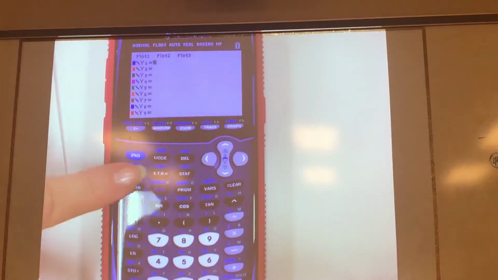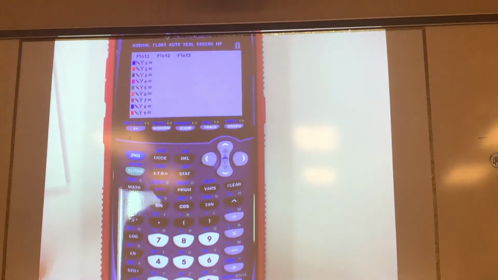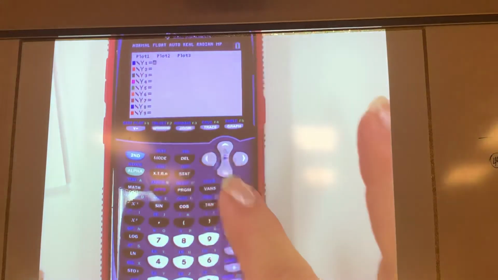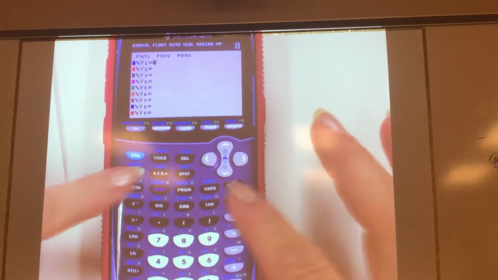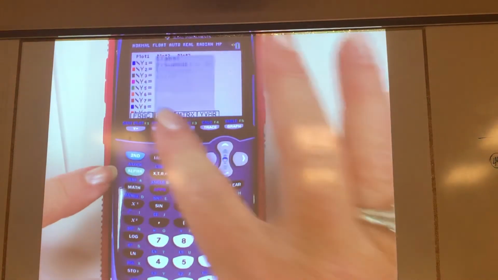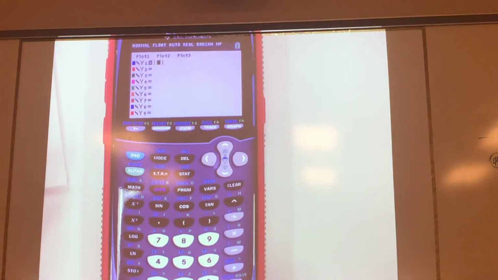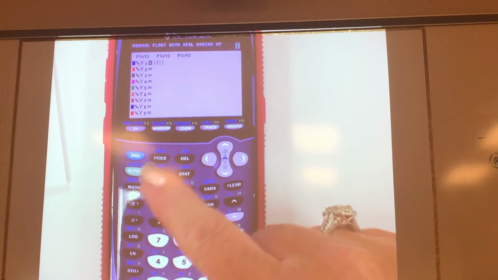Math catalog. Okay, I'm going to go alpha and L2. Y'all do whatever y'all like. Oh, she doesn't have any alpha buttons. Dang it, the phone keeps buzzing. Yeah, she does. Okay, so absolute value of x.